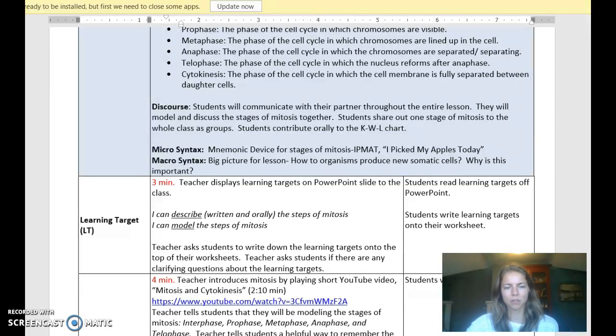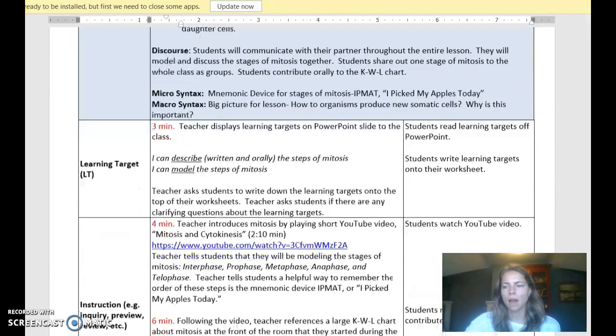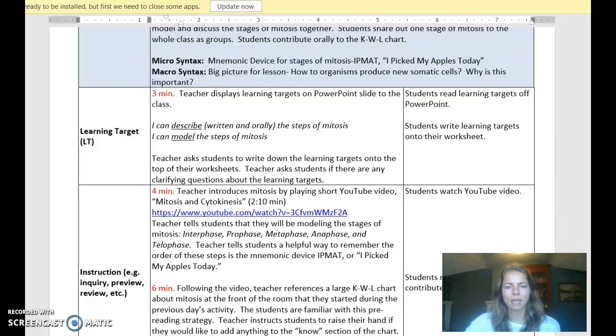And then my macro syntax is just like the big picture of the lesson. So how do organisms produce new cells, and why is this important? So that's kind of the takeaway point that I want my students to have. And then I have a couple more minutes. I can just briefly go over the kind of order of my lesson.